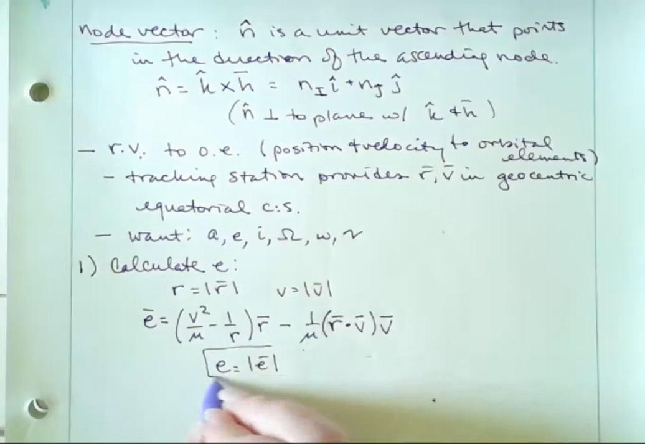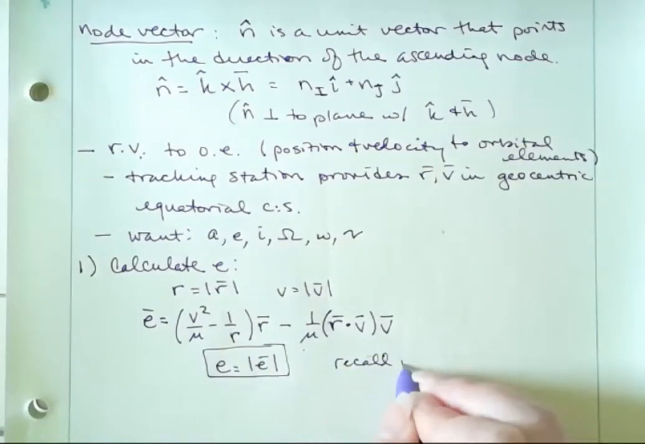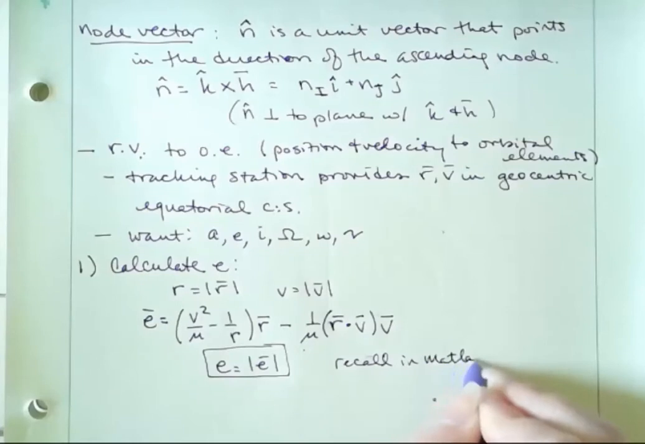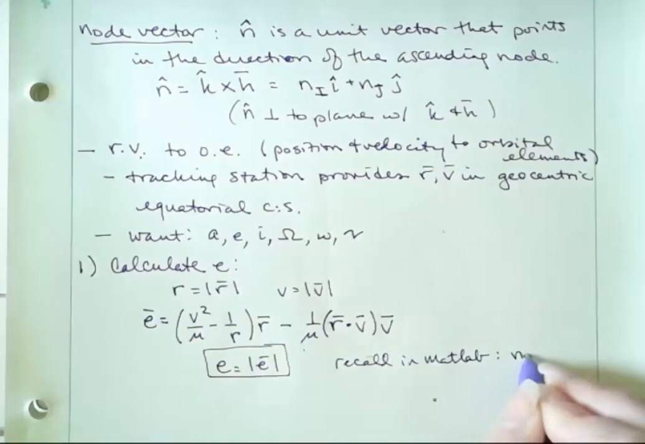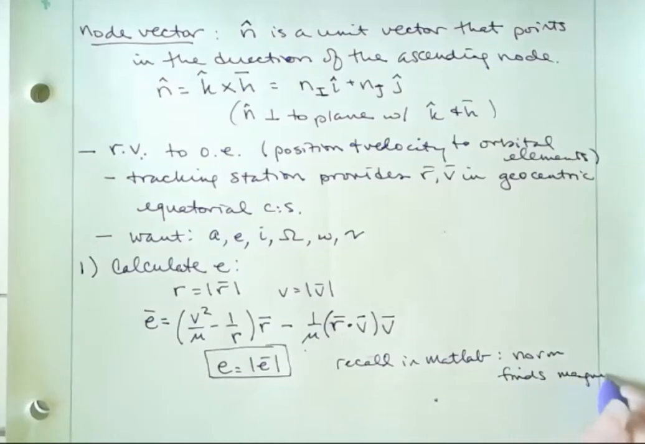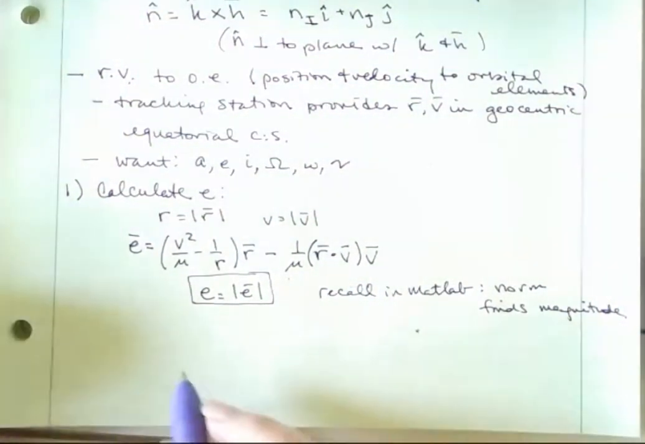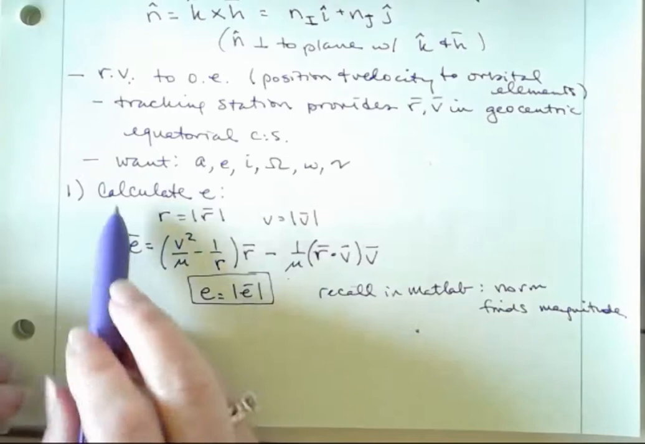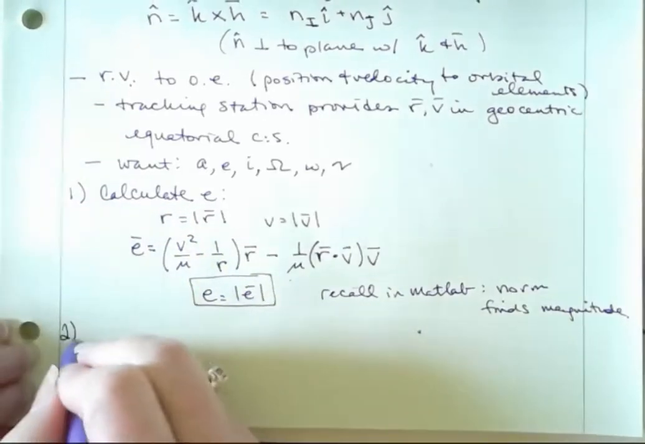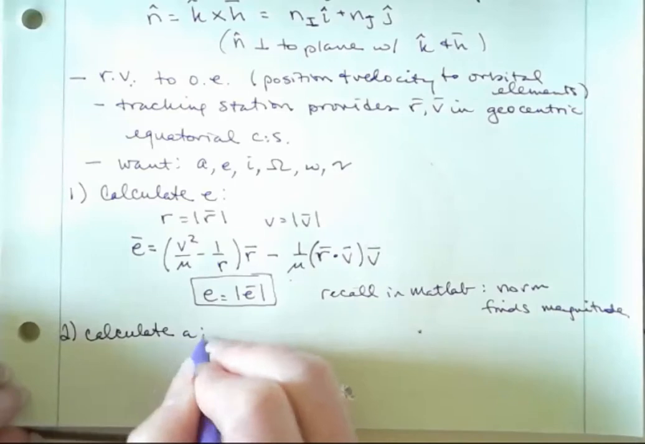This will give you your eccentricity. So this is what you're wanting. And remember, in MATLAB, norm finds the magnitude. So that'll save you some time. You don't have to write out square root, sum of the squares, and all that. Okay, so now we've got eccentricity. So next thing we want to do is find semi-major axis. So we're going to calculate a.